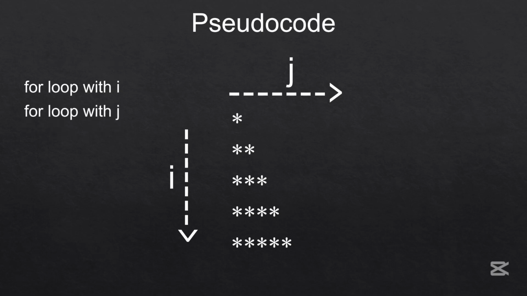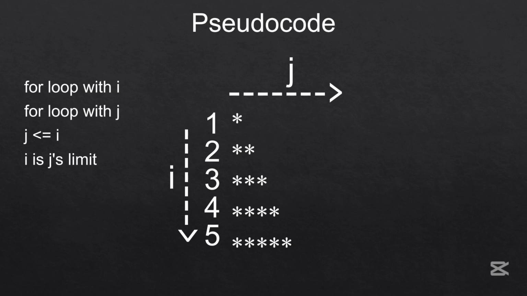than the i loop. We can also notice that whenever i increases by 1, j matches that. j is the number of stars we have, whilst i is the number of rows we have. We can conclude from this that the number j never exceeds i in this case. Now our pseudocode is gonna look something like this.